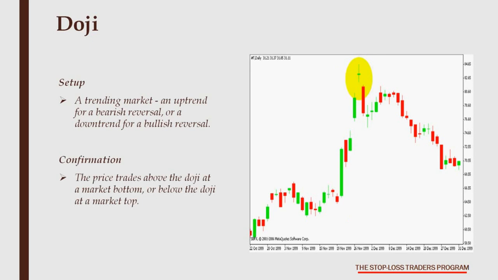Now with every pattern, I'm going to be discussing the confirmation. The confirmation comes when the price trades above the doji at the market bottom, above the real body of the doji, or below the doji at the market top, meaning its real body. In this case, the doji is green, so as soon as the market starts trading below the open of this candle, I have confirmed reversal in place.